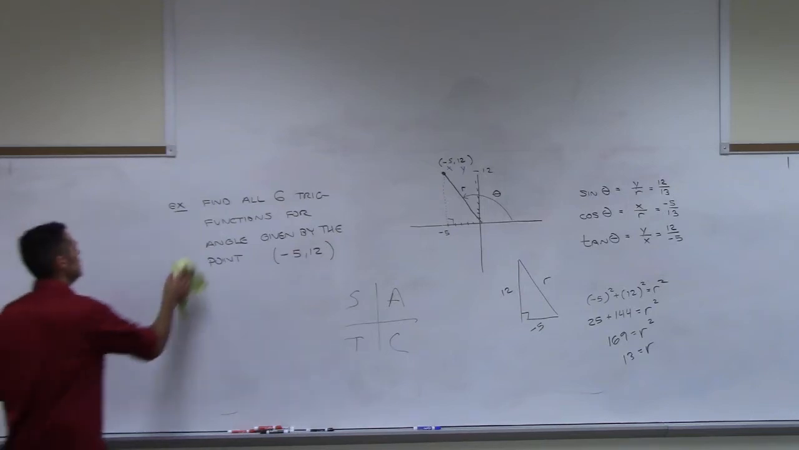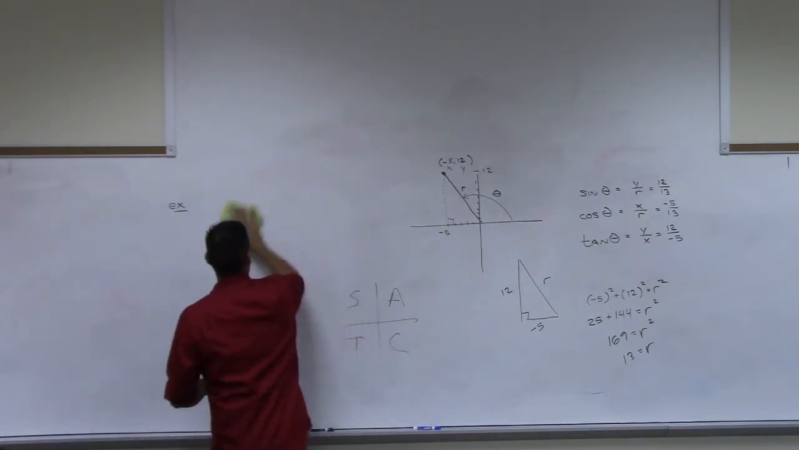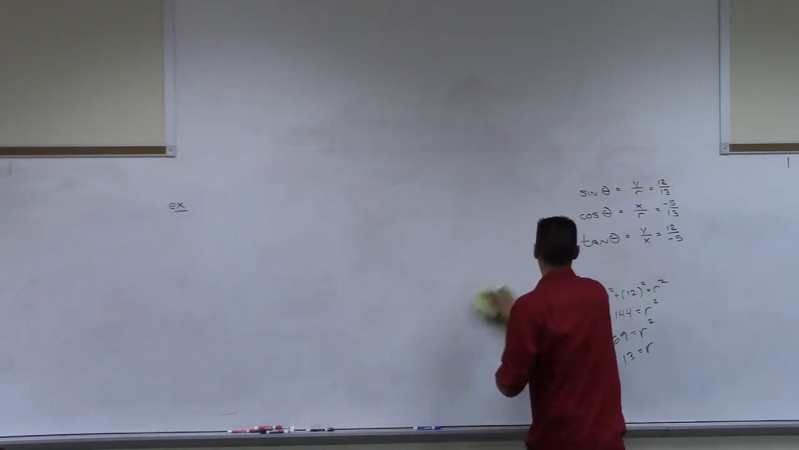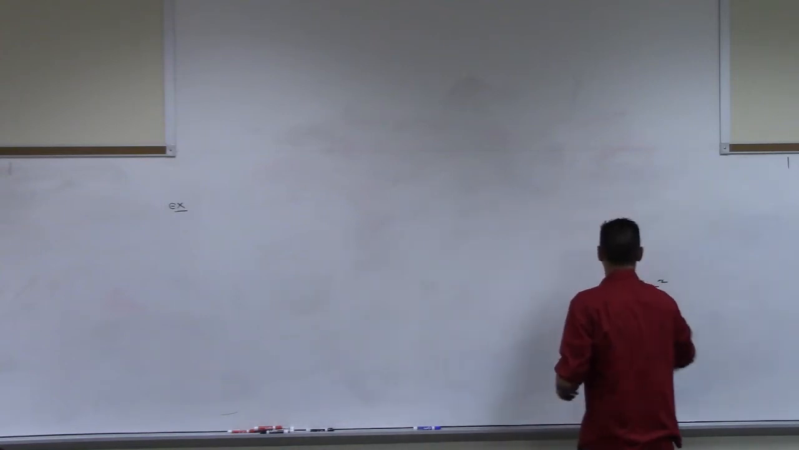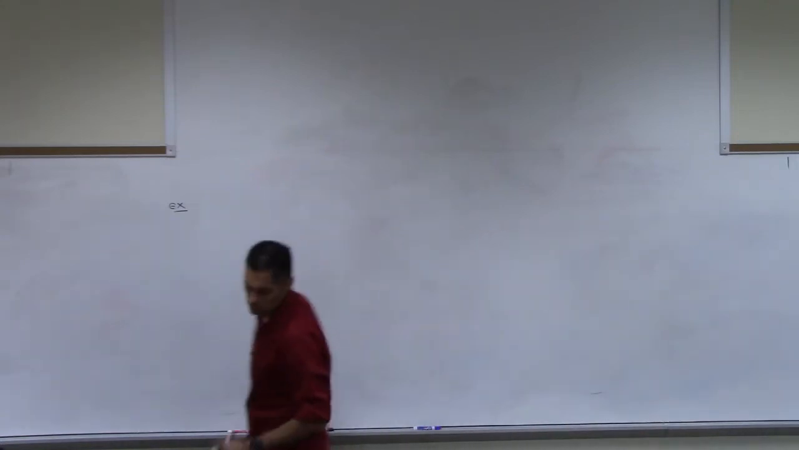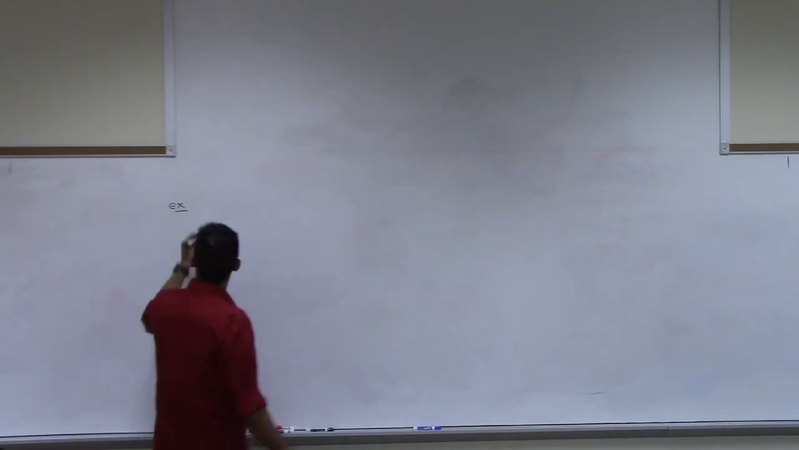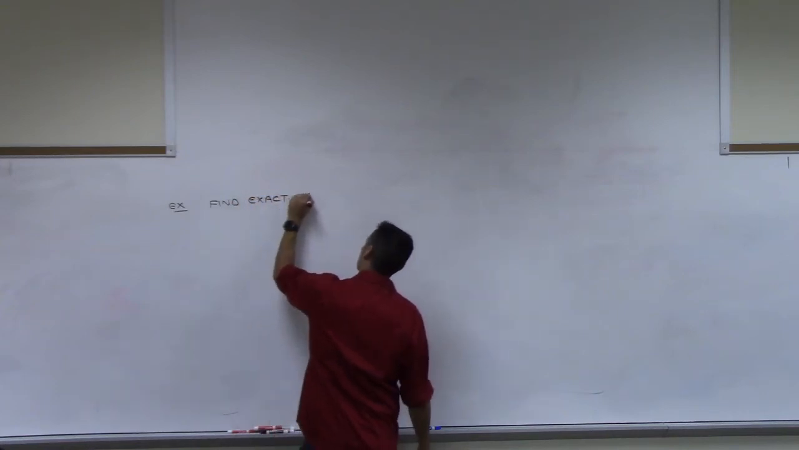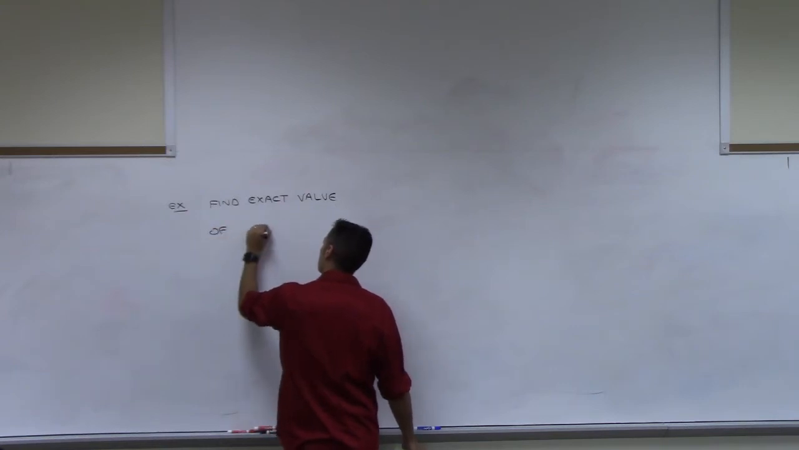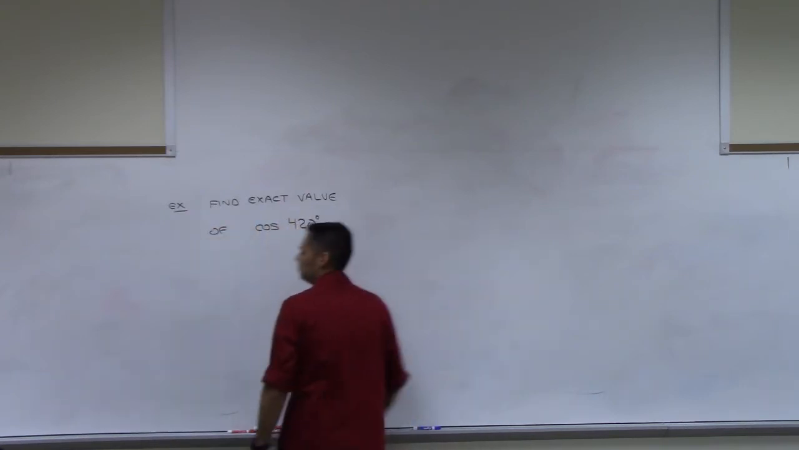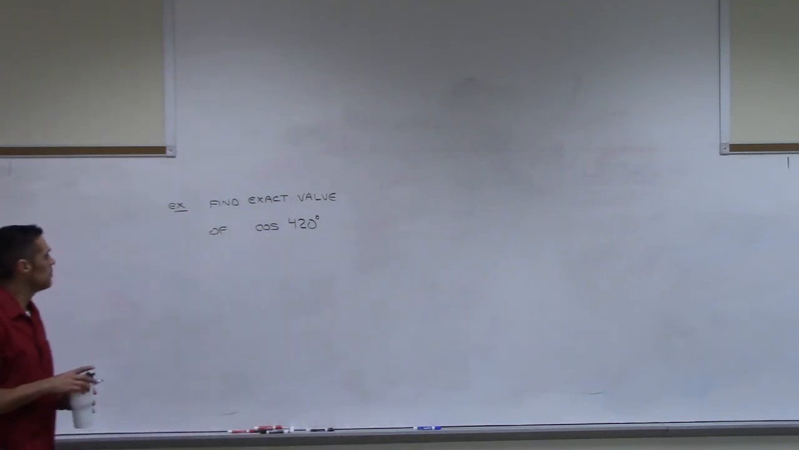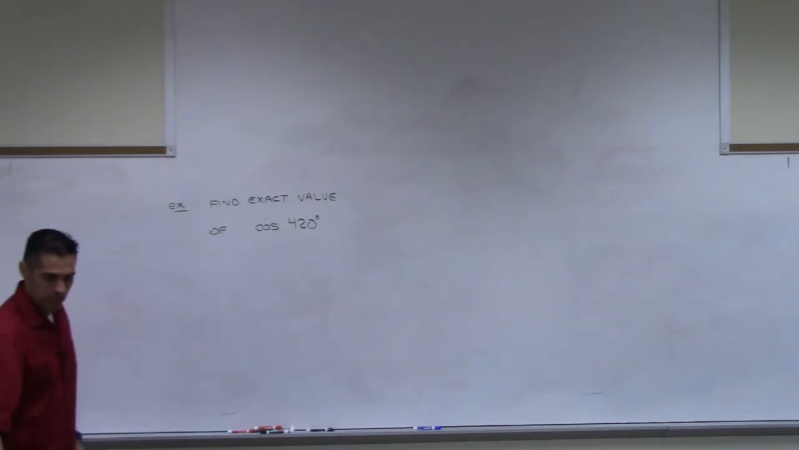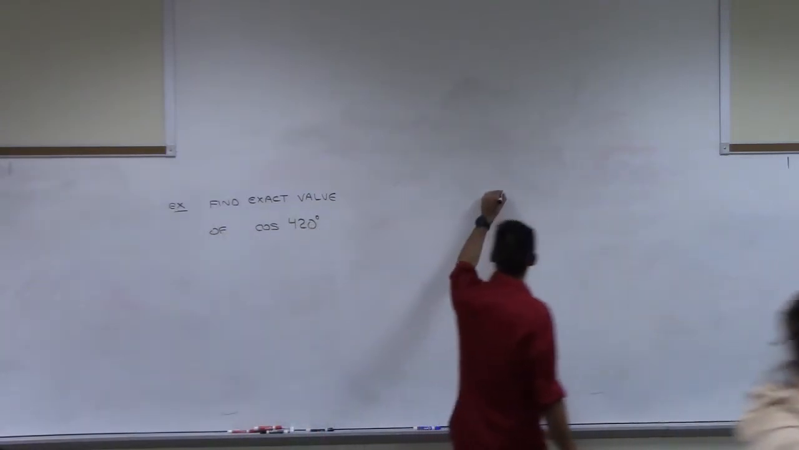Let's try something a little different. How about if you're asked to find, how about cosine, find exact value, I should say, exact value of cosine of 420 degrees. Okay, so yeah, let's try and figure out where 420 degrees is.